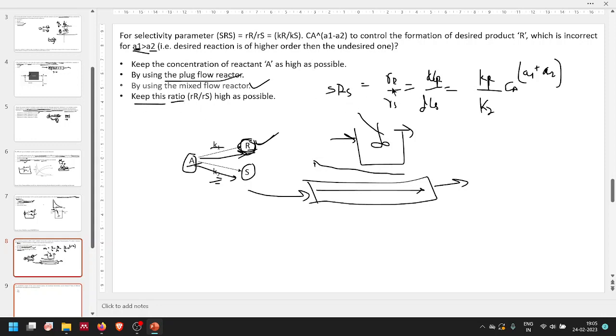Keeping the ratio of R_R by R_S as high as possible. Now, this ratio of R_R and R_S can only be kept high by using the mixed flow reactor, as we have just discussed in the previous question: decreasing the concentration of A, and since the order of the reaction for A forming R is higher, the concentration sensitivity is very high for formation of R. So a low quantity of A will be sufficient to give the desired product.